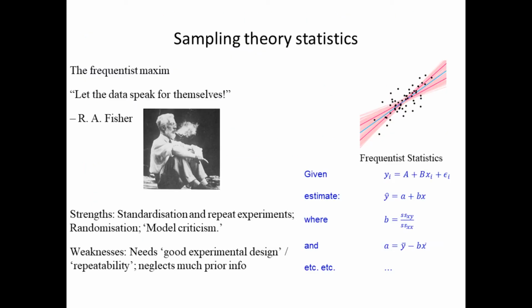Now, this is really the key thing of sampling theory statistics, the idea, let the data speak for themselves. The idea is that you have to invent standardization in your scientific method so that you're able to do repeat experiments. But once you can do repeat experiments, you have plenty of data, and sampling theory statistics is all about taking plenty of data and inventing estimators which take that data and use it to make conclusions about the real world. You can also do hypothesis tests on is some theory correct. The big strength of sampling theory statistics is it's very good at model criticism.